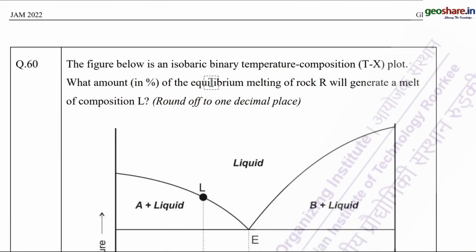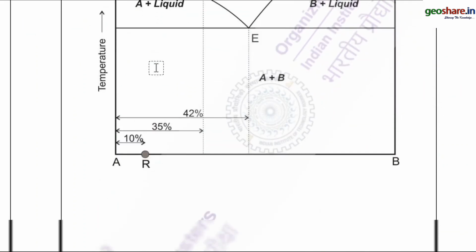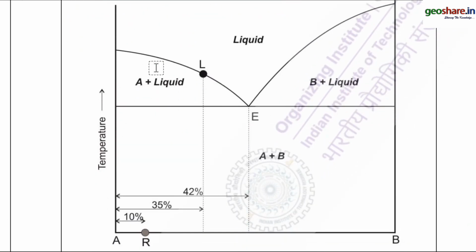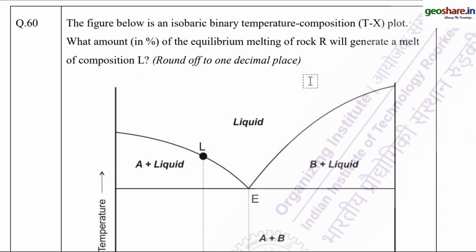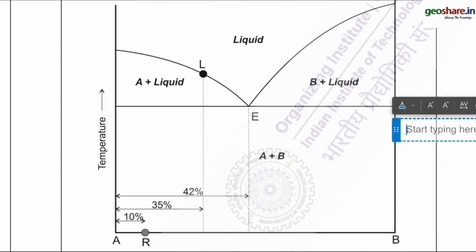The figure below is an isobaric binary temperature composition T-X plot. What amount in percentage of the equilibrium melting of rock R will generate the melt composition of L? This is the figure, and the answer will be 28.0 to 29.0.